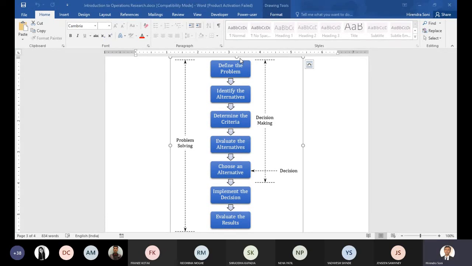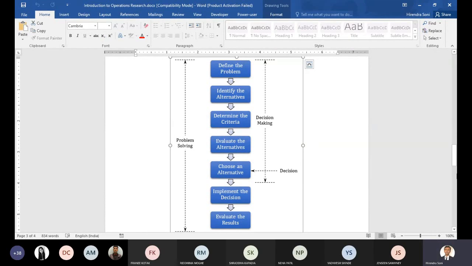So this is what actually comes up. You have criteria, and based on those criteria you evaluate the alternatives and then choose the most appropriate one. That is the point where you take the actual decision. So this entire thing is your decision making process. After that, the implementation of your decision and the evaluation of your results talk about your problem solving.